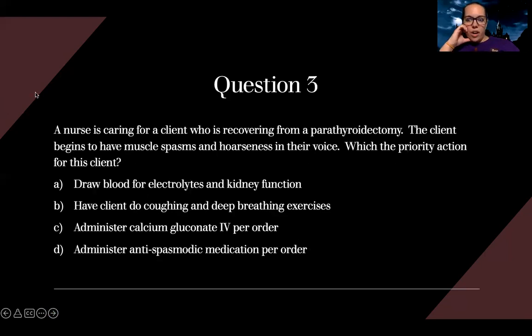Question three. A nurse is caring for a client who's recovering from a parathyroidectomy. So, in other words, they had their parathyroid removed. The client begins to have muscle spasms and hoarseness in their voice. Which is the priority action?